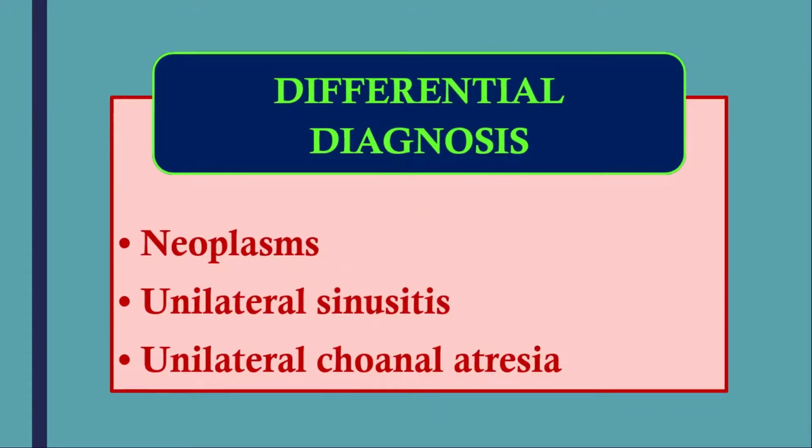Differential diagnosis of a foreign body of the nose: a neoplasm, or the surface of a neoplasm getting infected, can cause a blood-stained foul-smelling discharge, which should be differentiated from a neoplastic growth. Whereas unilateral sinusitis can also cause a discharge from the nasal cavity unilaterally. Whereas unilateral choanal atresia also gives rise to a unilateral nasal discharge, which should be differentiated from a nasal foreign body.